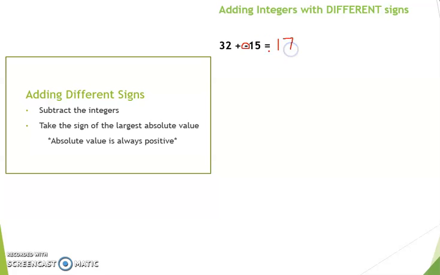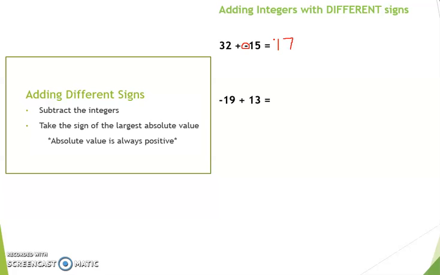And we learned that the absolute value of 32, which would be the number of units away from 0, is 32. The absolute value of negative 15 is 15, meaning it is 15 units away from 0. Keeping in mind that absolute value is always positive, we know that 32 is greater than 15, and our 32 here is a positive number, so our 17, our answer, is also going to be positive.